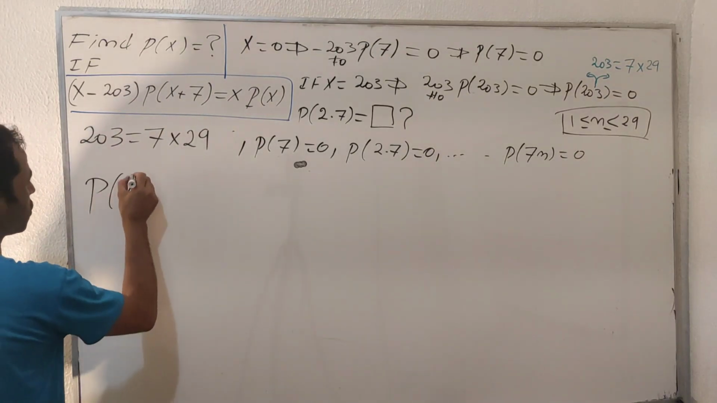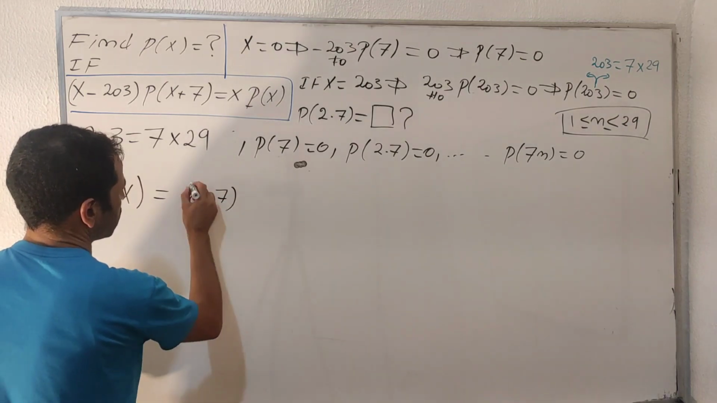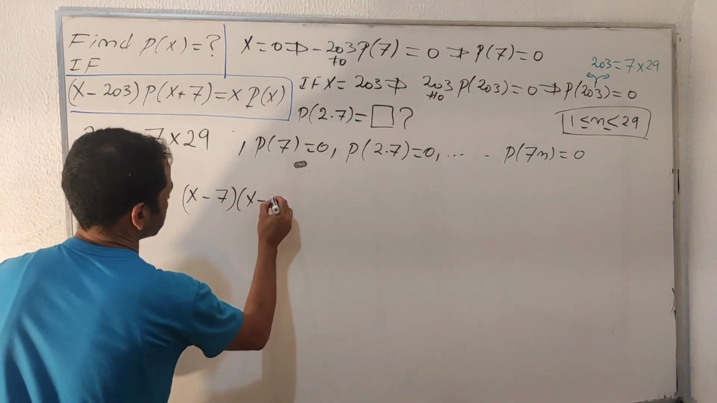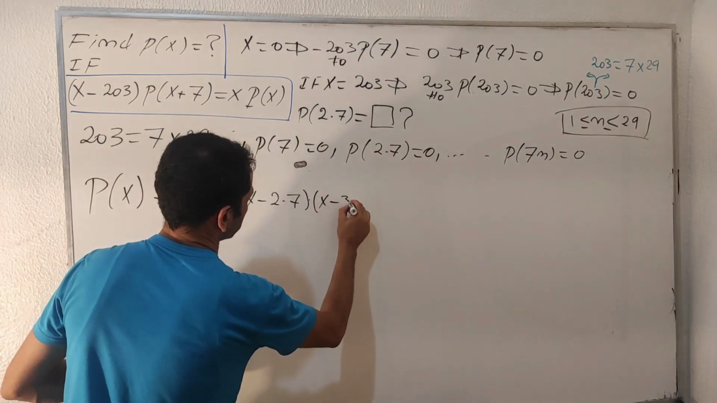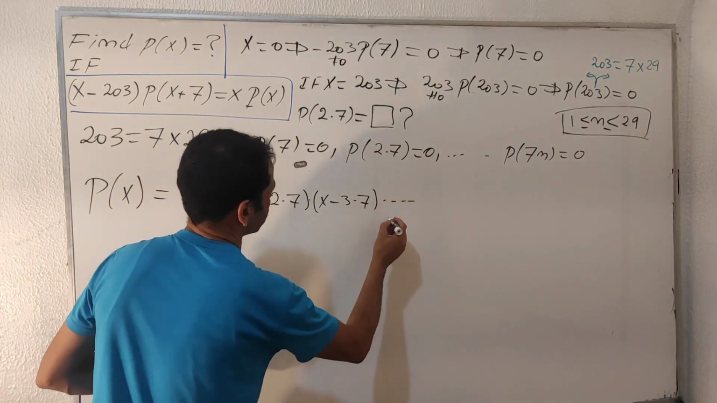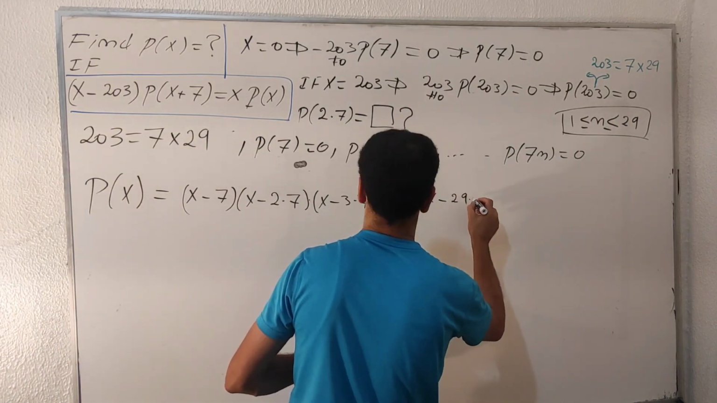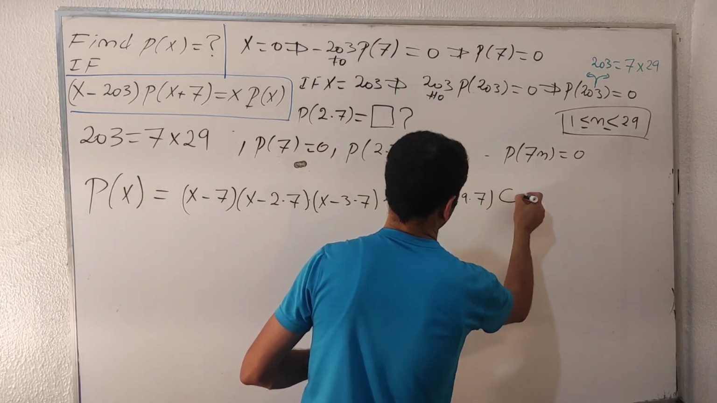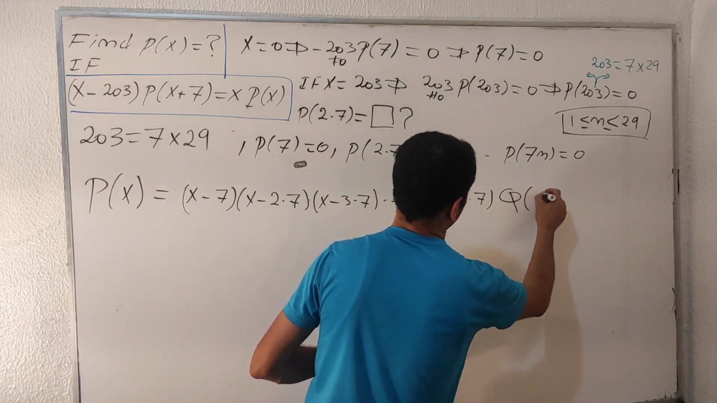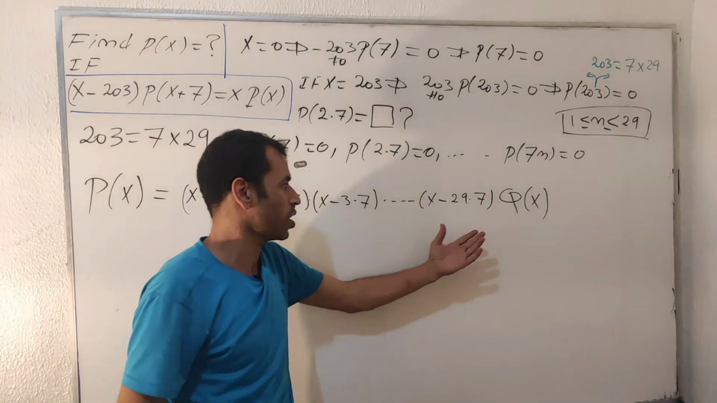You will have p of x equals x minus 7, times x minus 2 times 7, times x minus 3 times 7, and all the way down to x minus 29 times 7, times another function. Let's call it q of x. Okay, now p of x is expressed in this form.